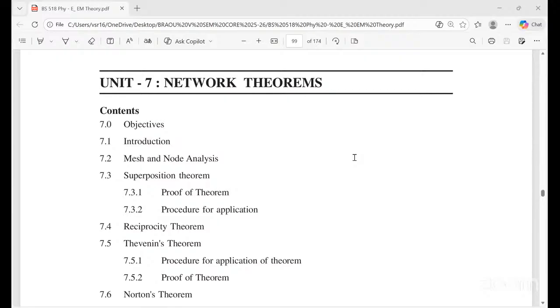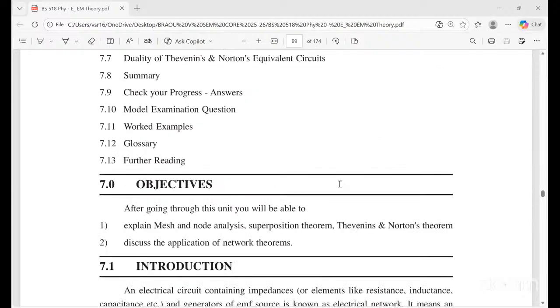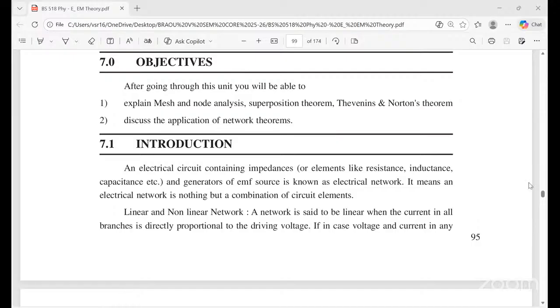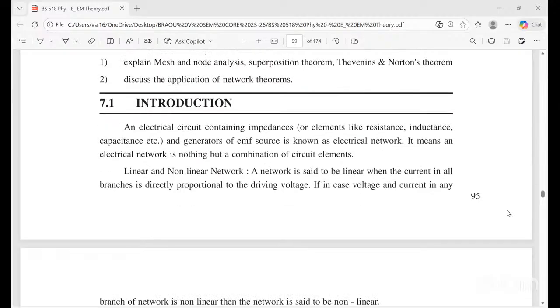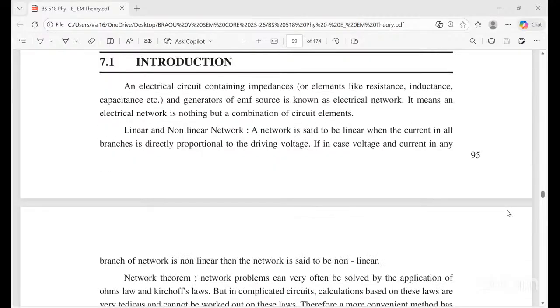Next, the last one is the network theorems. Okay. So here mesh and node analysis, superposition theorem, and reciprocity, Thevenin's theorem, Norton's theorem. Okay. So why do we go for it? Let us discuss it.